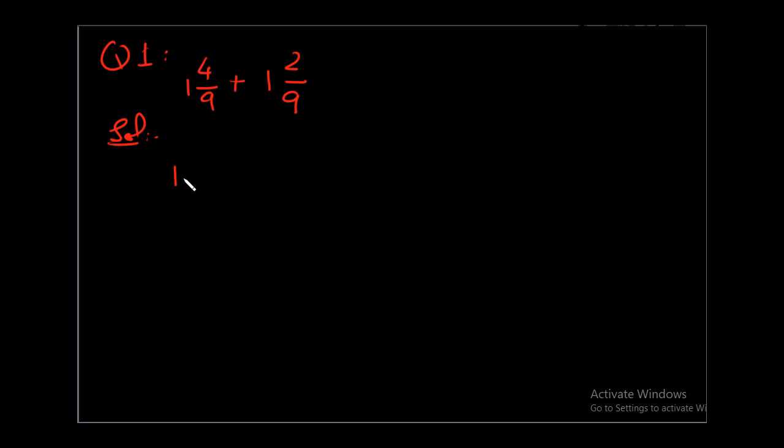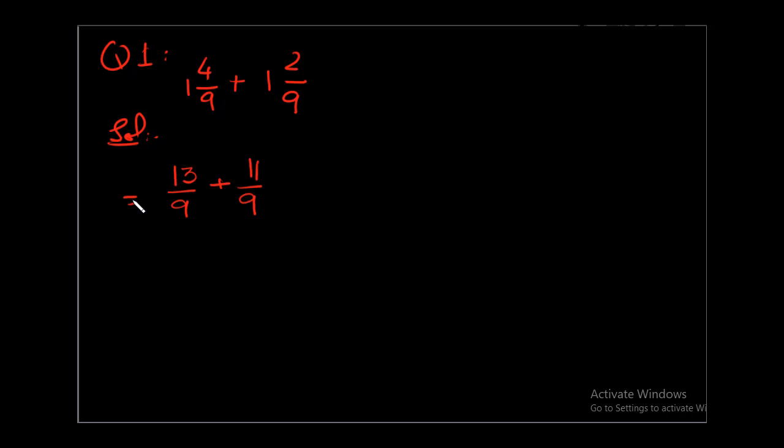So the improper fraction of 1 whole 4 by 9 will be 13 by 9, and the improper fraction of 1 whole 2 by 9, that is a mixed number, is 11 by 9.